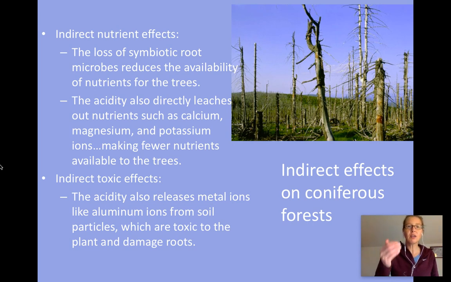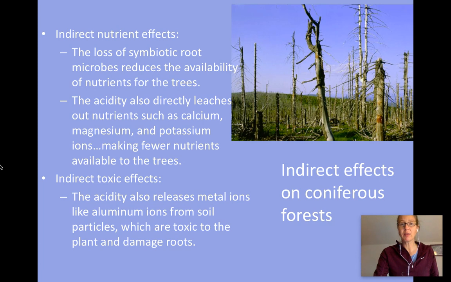Okay, so an indirect nutrient effect is the loss of nutrients because it's killed the microbes that they have symbiotic relationships with for nutrient cycling, and it can also leach important nutrients out like calcium, magnesium, and potassium. The indirect toxic effects are the aluminum ions that are going to be released into the soil, which damage the roots of the trees. Now, that's for a coniferous forest.